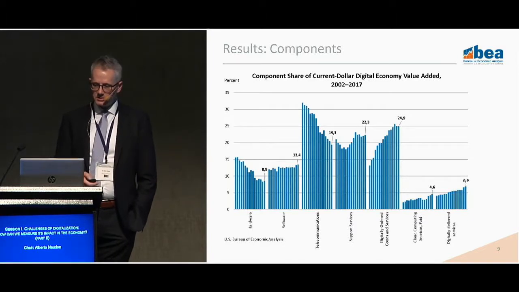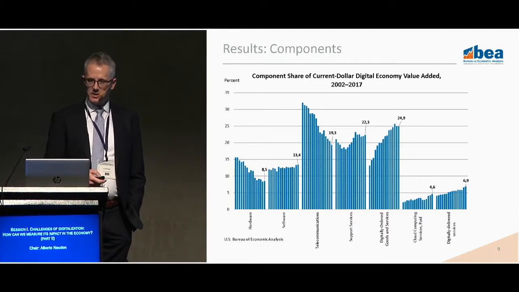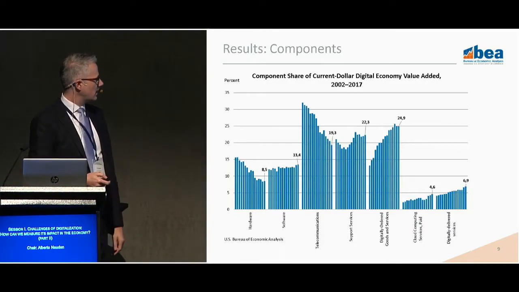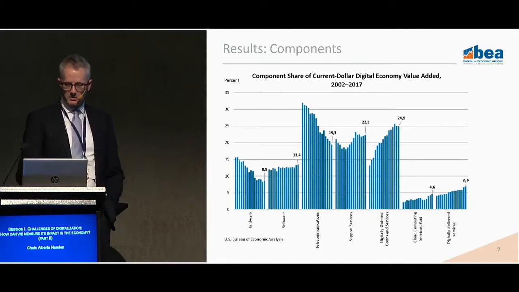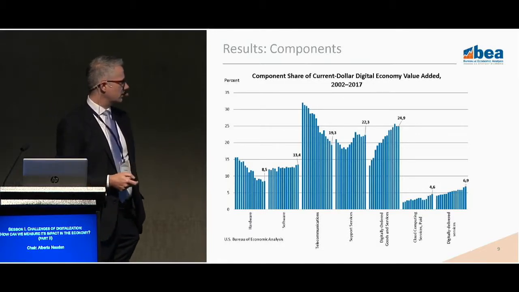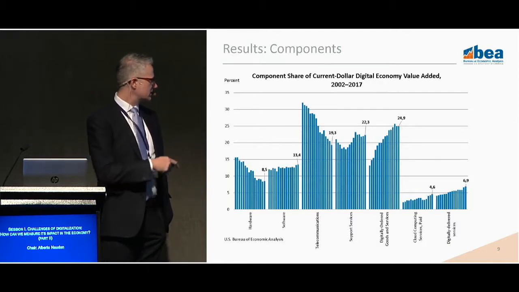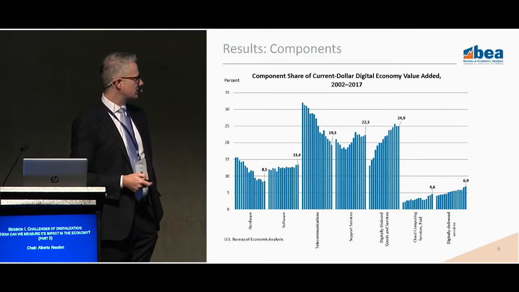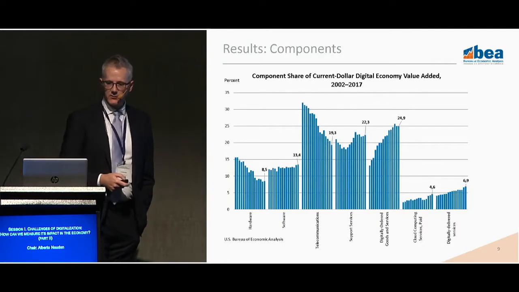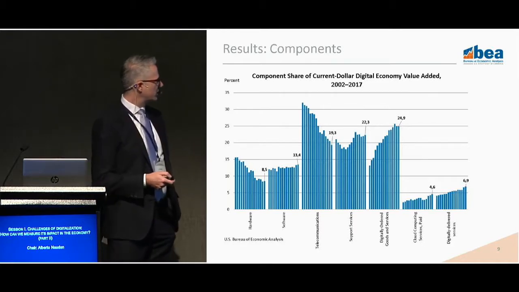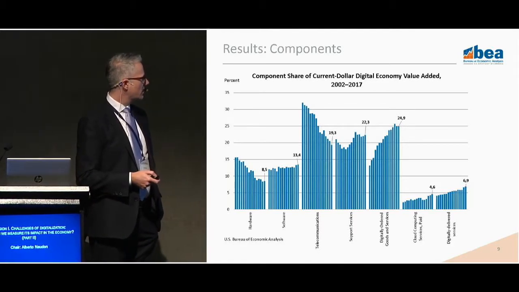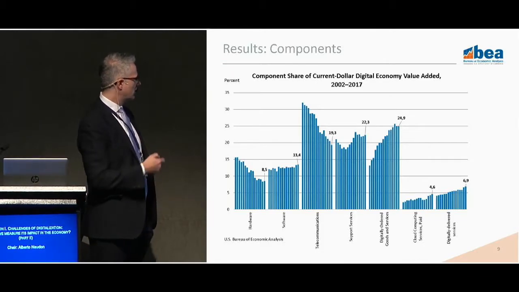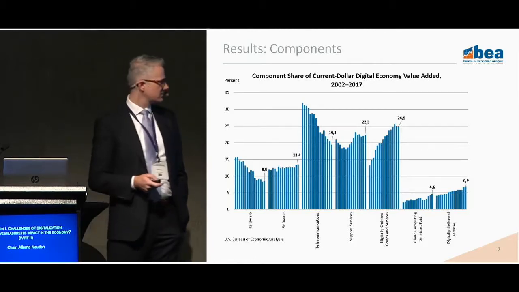Here are component shares of current dollar digital economy value added. Each bar here is a year from 2002 to 2017, and we've included our product categories here at the bottom: hardware, software, telecommunications, support services, digitally ordered goods and services, cloud computing services, and then the last category being digitally delivered services. And you can see that for a couple of these categories over this period, 2002 to 2017, there have been some declines in the component share for hardware and for telecommunication services.